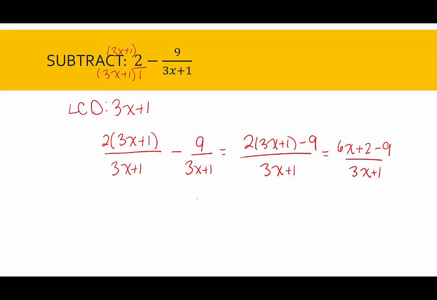Let's combine our like terms in the numerator. 6x minus 7 over 3x plus 1. 6x minus 7 is not factorable. And that's it. There's no common factors between the numerator and denominator. Sometimes students get a little bit simplify happy and they're like, look, a 6 and a 3, that's exciting. Look, it turns into 2. No, it doesn't turn into 2.